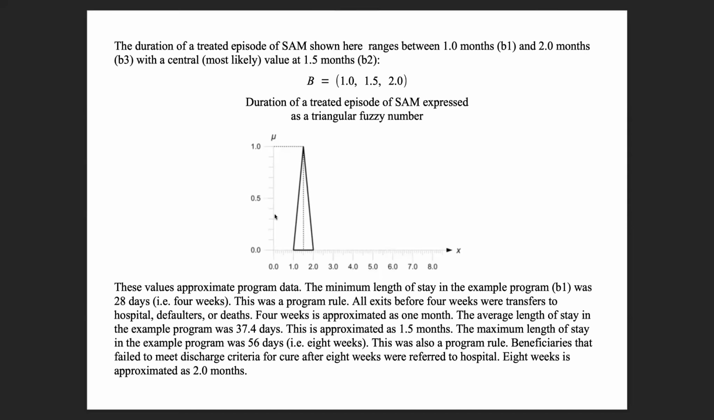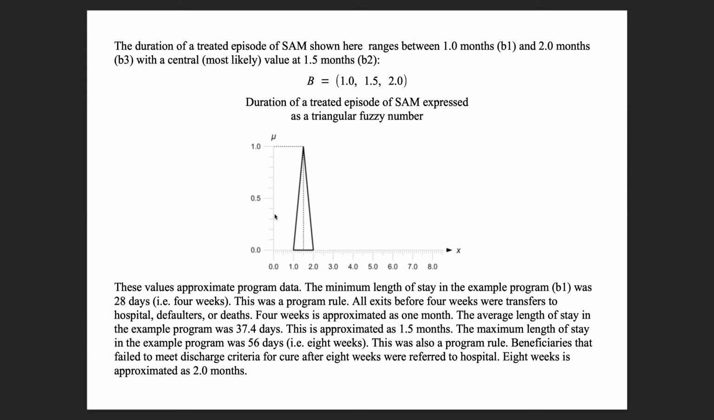We look at the duration of a treated SAM episode here, and the ranges are between 1 month and 2 months. The central most likely value is 1.5 months. So these values here approximate our program data. The minimum length of stay in the example program was 28 days. It was a program rule. So the only exits before 4 weeks were transfers to hospital, defaulters or deaths. 4 weeks is approximated as 1 month.